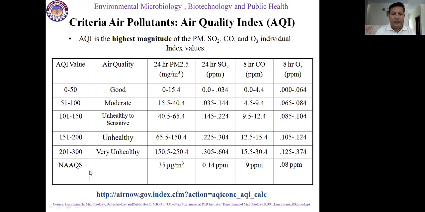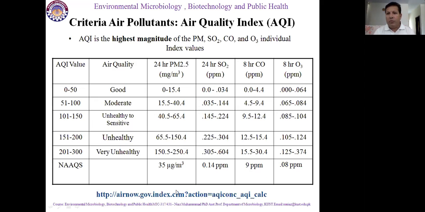So the NAAQS standards are saying that 35 microgram per meter cube is acceptable. Sulfur dioxide concentration should be 0.14 ppm for 24 hours. Carbon monoxide normal ppm for 8 hours is acceptable. And ozone concentration 0.08 ppm for 8 hours is acceptable. So we can see what the air quality index will be and what the concentration of different gases and particles in air will be.